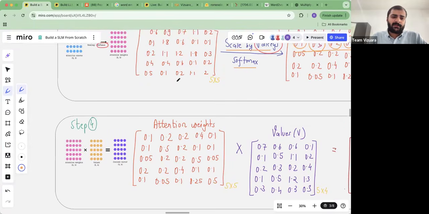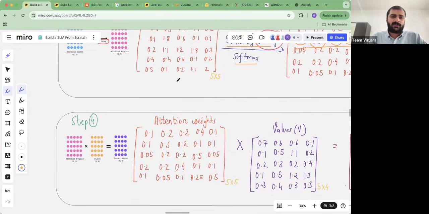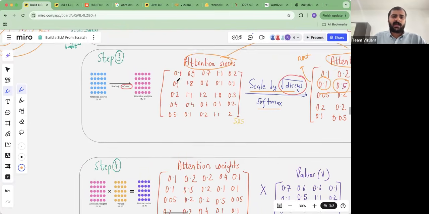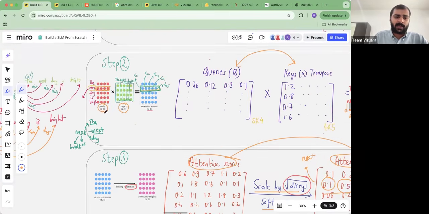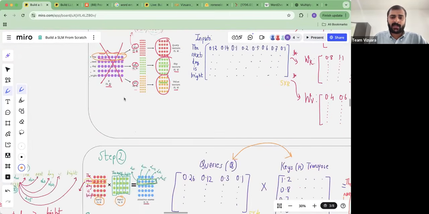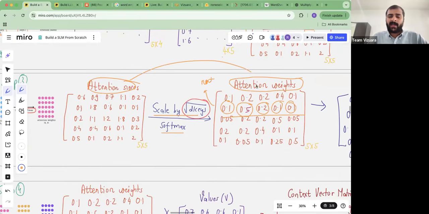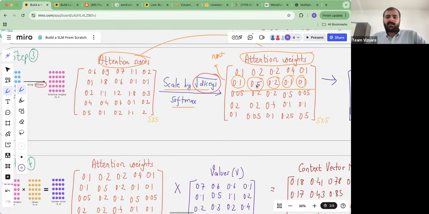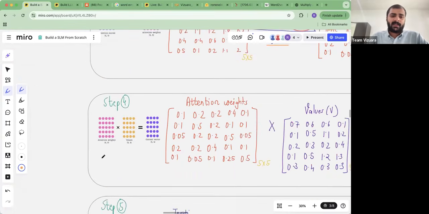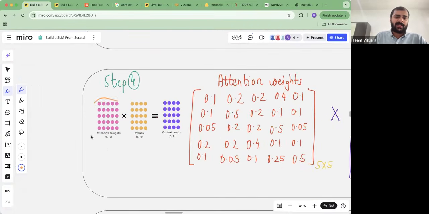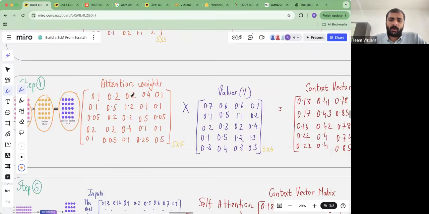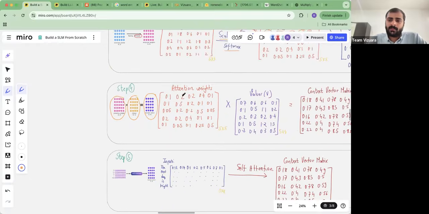However, this is not the end of the story. You remember the goal which we started with was that every input vector needs to be converted into a context vector. I have got these attention weights now, but those are not enough. I need to use these attention weights to convert every input vector into a context vector. The way that is done is that the attention weights are multiplied with the value matrix, and then we get the context vector matrix. Let me explain what happens over here.